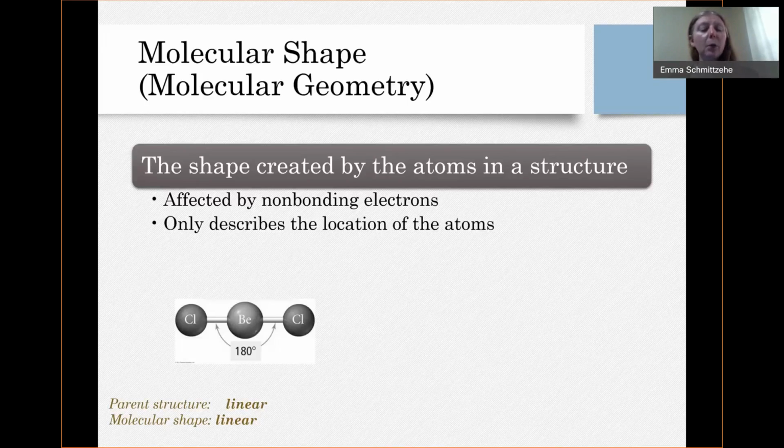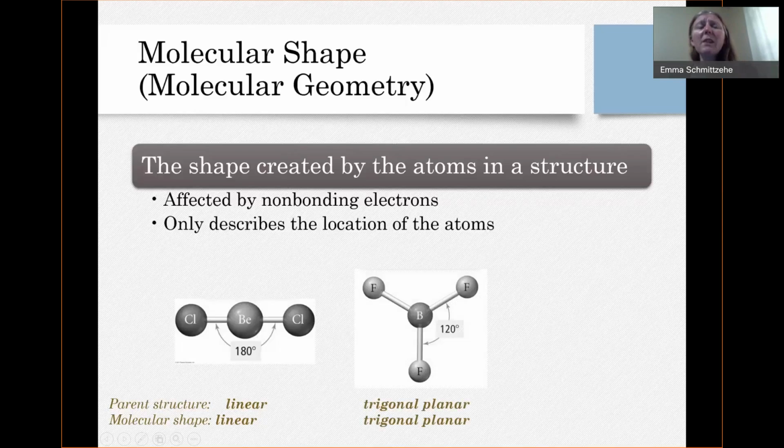Now with linear, I don't have any other pictures, but if you thought about this particular structure, we've got BeCl2. If I took off one of those chlorines and exchanged it for a lone pair, I would still have two electron groups coming off of that beryllium, but then I'd be down to just two atoms. Well, the only way we can describe it is still linear. So it wouldn't change. A linear structure is just always linear with respect to the parent structure and molecular shape. So that one's not any more complicated, but the other two have some variations.